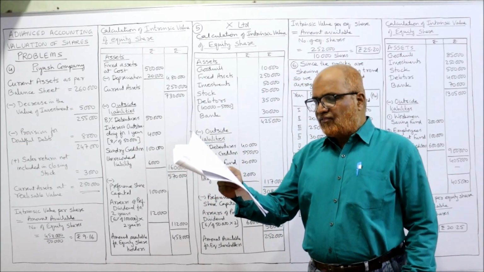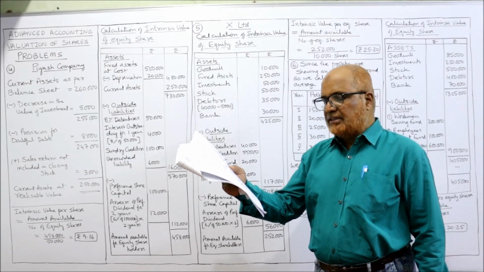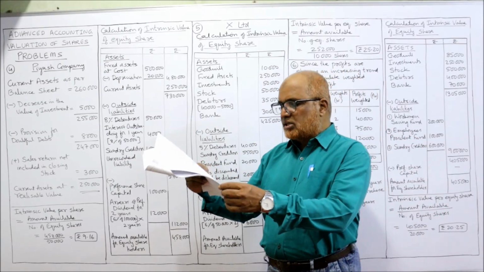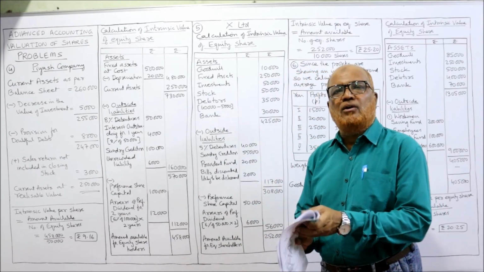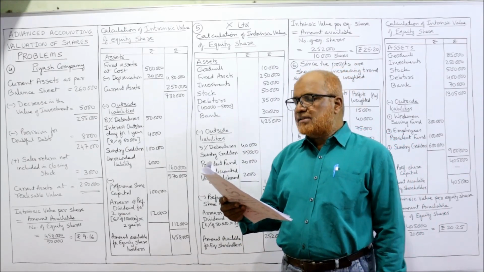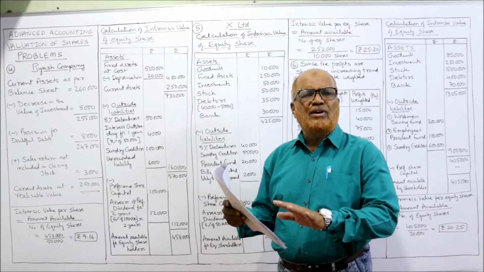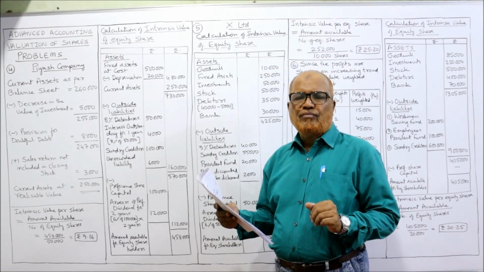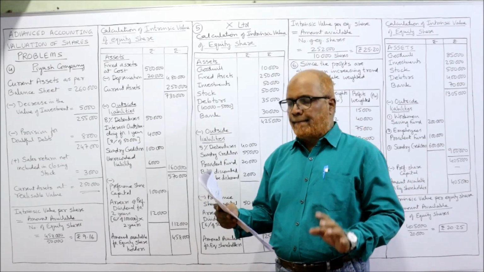Share capital consists of 5,000, 6% preference share of 10 each, 50,000. Equity shares, 10,000 equity share of 10 each. So we have preference shares and also we have equity shares. Now reserves and surplus, capital reserve, profit and loss account, share premium, less deferred revenue expenditure. We don't require this. For computing net assets, we need assets and outside liability.